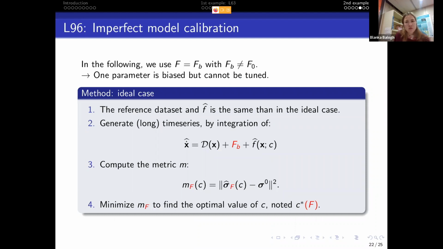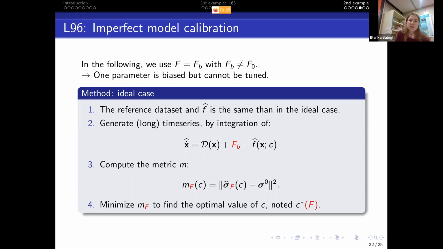Now we can focus on the second and last example, which is the imperfect model calibration. The major change compared to the previous example is that we use f equals fb, with fb not necessarily equals f0 in this case. However, in the reference dataset, the reference dataset is the same as before, so f equals f0.